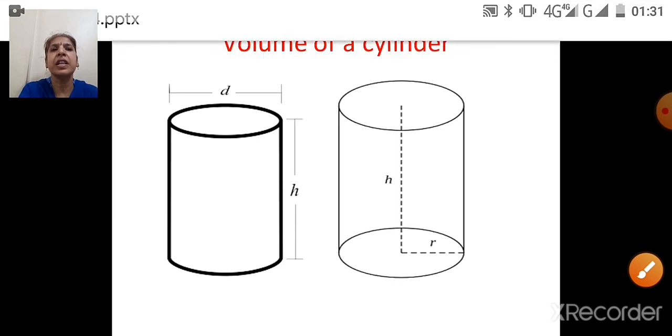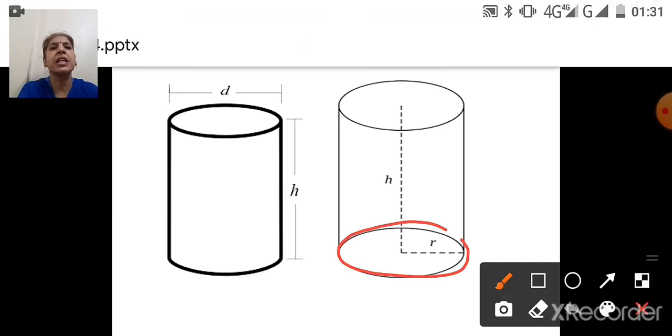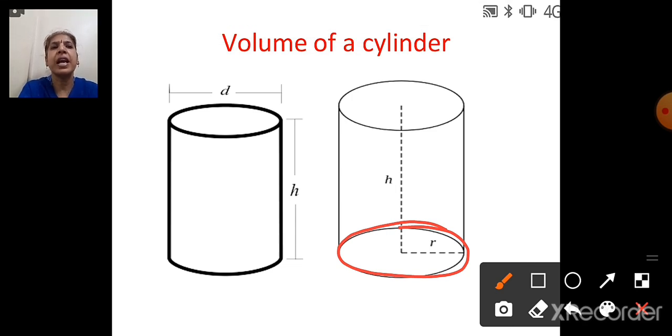You can see, children, here cylinders are given. Now this is the base of the cylinder. The base of the cylinder is circular. So the area of the base is pi r square, then multiply with height and you will get the volume formula, volume of cylinder, pi r square h.